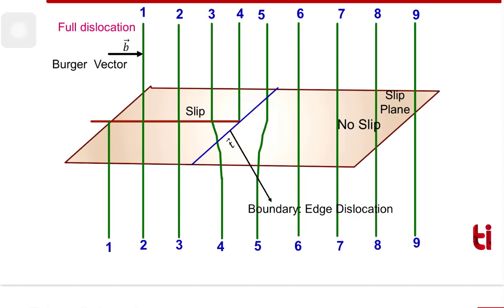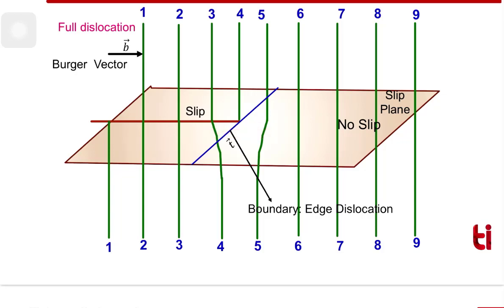Now you see, some students may be confused that the presence of the extra half plane, or a missing half plane, is a dislocation. No, it is not. The distortion created by that additional plane or missing half plane is a dislocation, because here the distortion is created on this side. So just above this plane, these are in the compressive state. Just below this plane, these are in the tensile stress state.